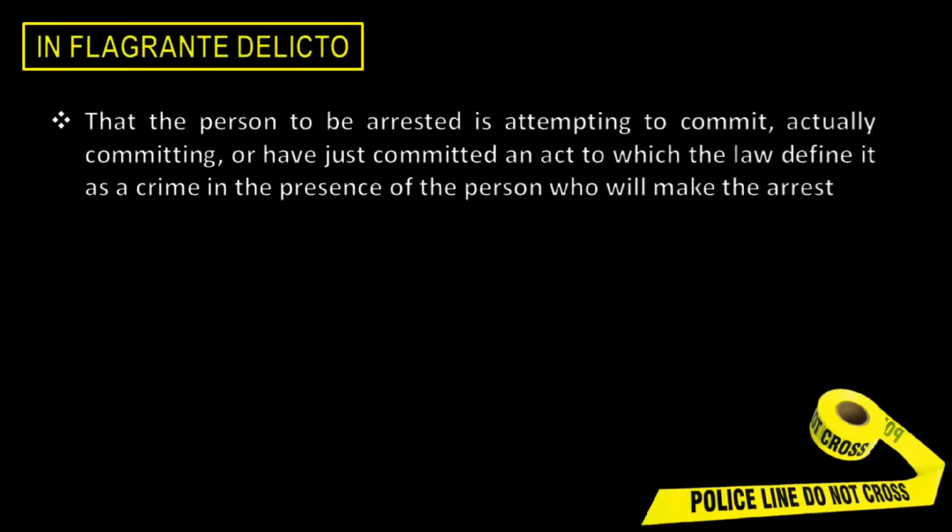So the first circumstance is in flagrante delicto, or what we call caught in the act. This happens when, in the presence of the law enforcer or arresting person, the person to be arrested is attempting to commit, actually committing, or has just committed an act which the law defines as a crime. Under this circumstance, the person to be arrested is attempting to commit a crime, meaning the perpetrator performs an overt act. When you say overt act, these are external, observable acts indicating the intention of the perpetrator to commit a crime.